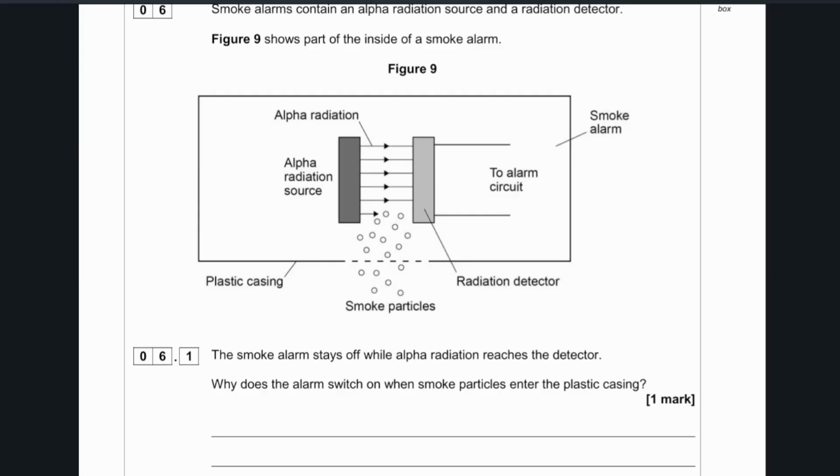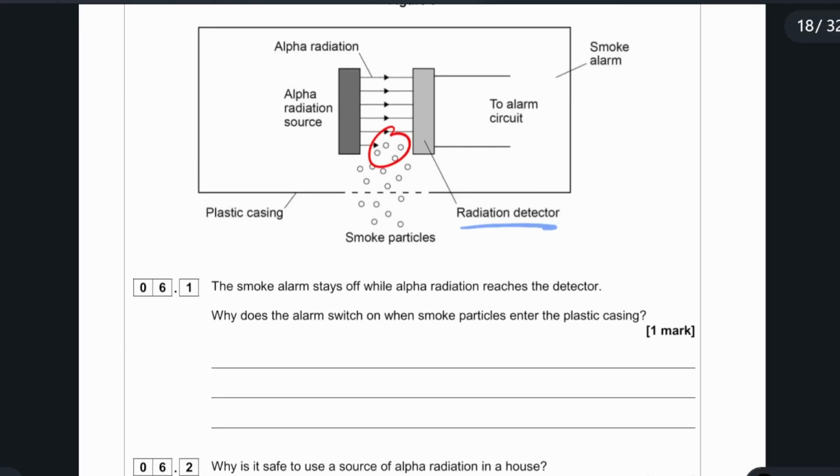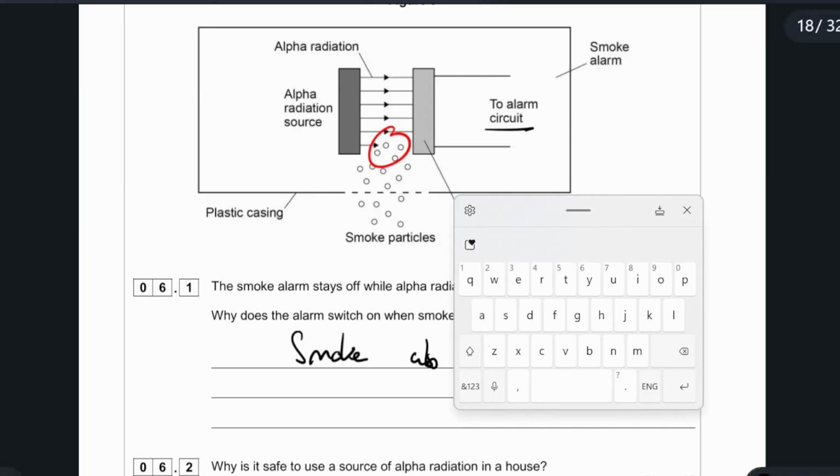And so the idea here is that the smoke, essentially you can see here what's going on. We've got an alpha radiation source, and it's basically releasing this alpha radiation and then hitting this radiation detector, and this is connected to the alarm circuit. So what happens when we have smoke coming in? We can see here the smoke basically absorbs the alpha ray radiation, and that causes this detector to no longer detect the alpha radiation, and that is connected to the circuit, and that will cause the alarm basically to go off. And so the smoke absorbs the alpha radiation.